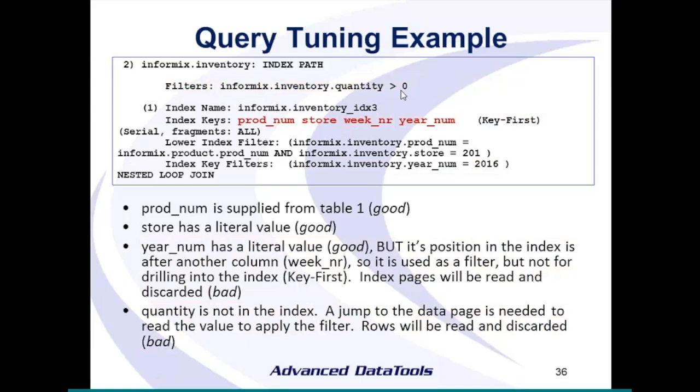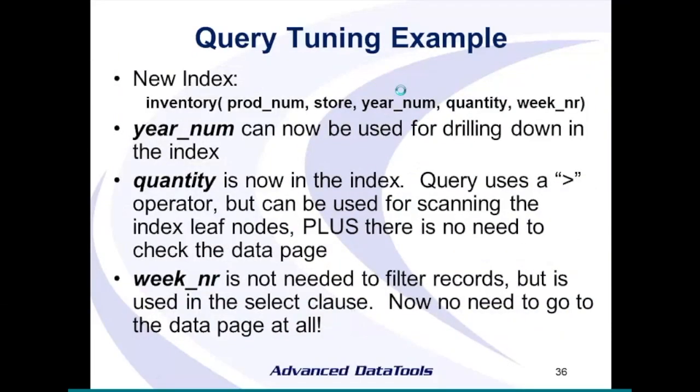So I changed this index. We brought year num closer to earlier in the index, so now we can use it for drilling down for the particular year we wanted, 2016. We've added quantities to the index. Now, if you notice, the filter had an inequality operator, so it had to do a scan of the index pages, but the big thing is we didn't need to do a jump to the data page. So we've got it right there.